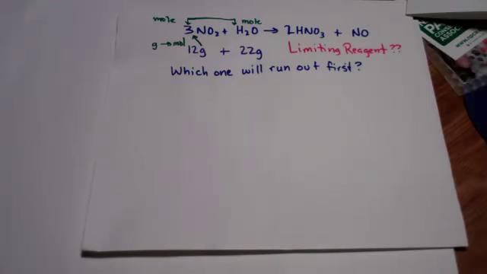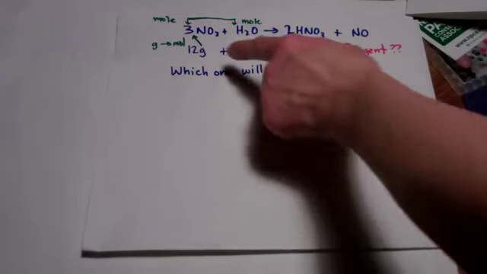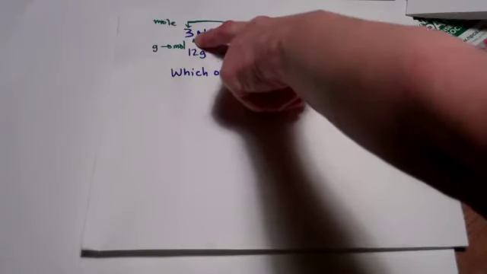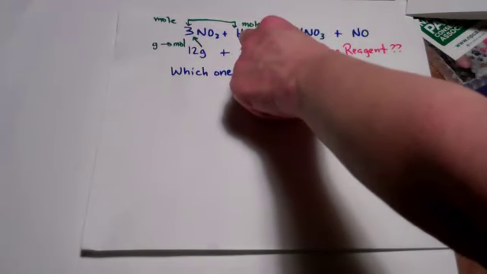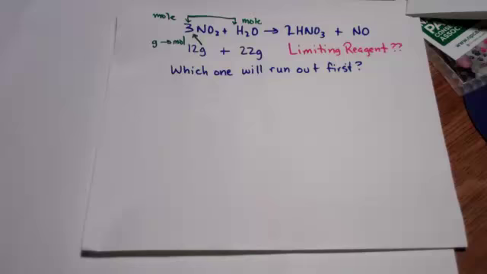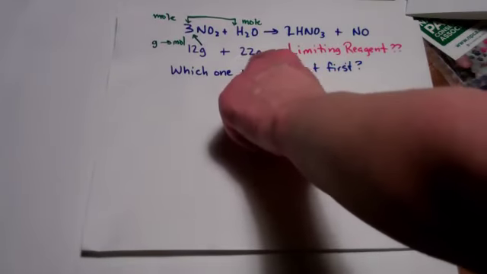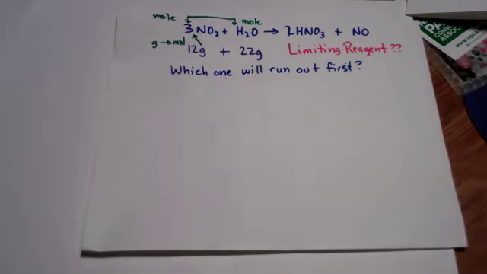And I wonder, which one of these things am I going to run out of first? This would be a limiting reagent problem. We can address this by looking at a gram to mole conversion, then a mole to mole conversion, and then the mole to gram conversion one more time. And we compare it with the grams that we actually have, and then we see, is the NO2 going to run out first, or is the water going to run out first? So let's go ahead and set this up and work this problem out.